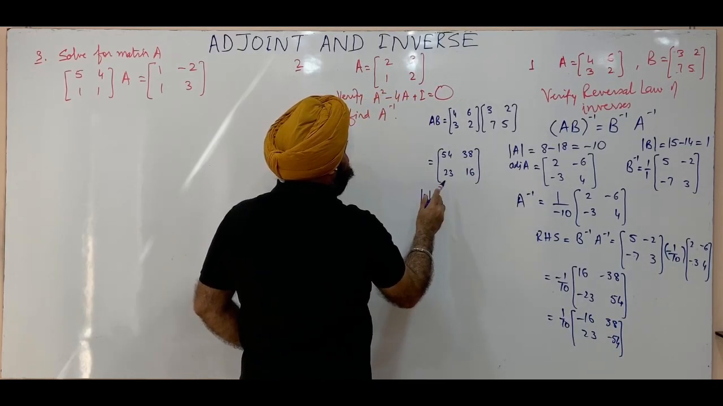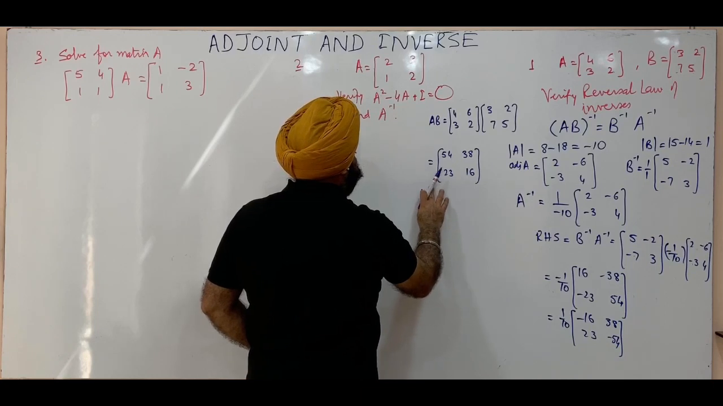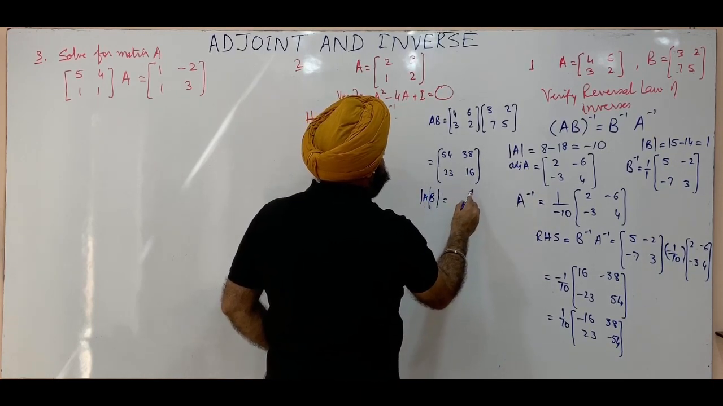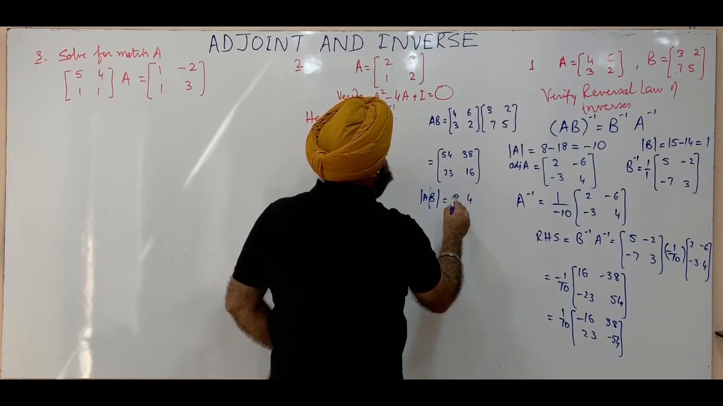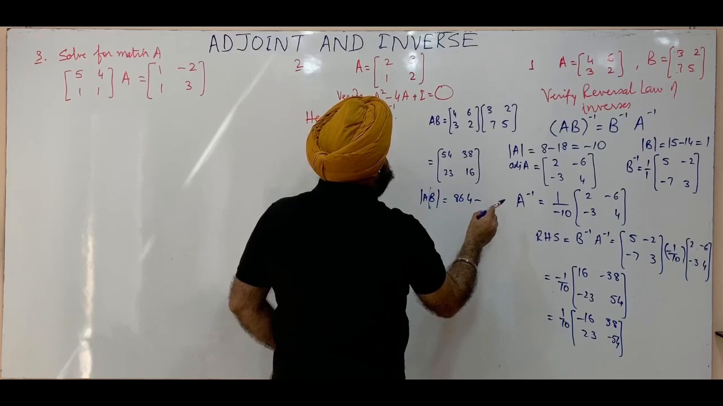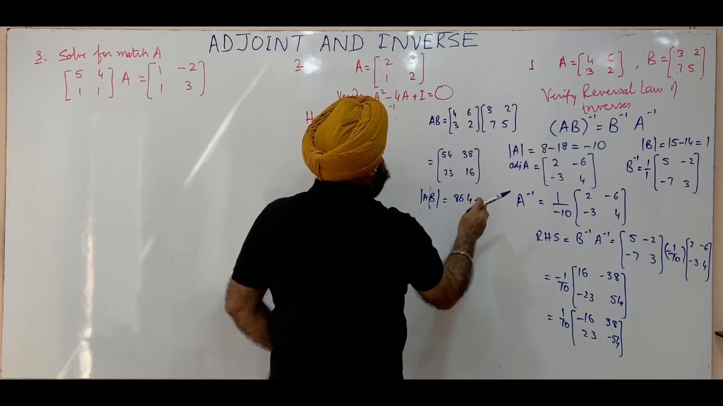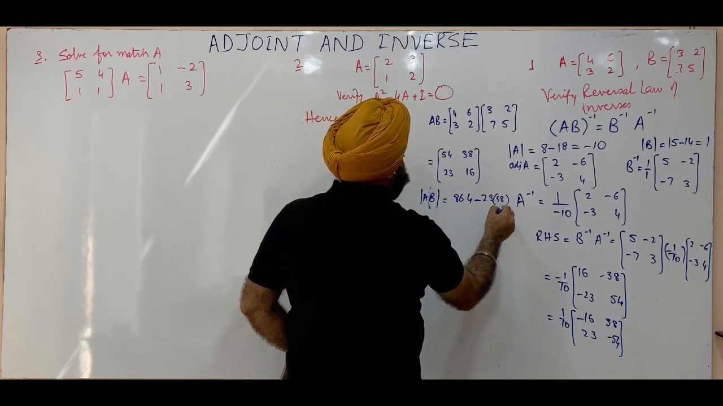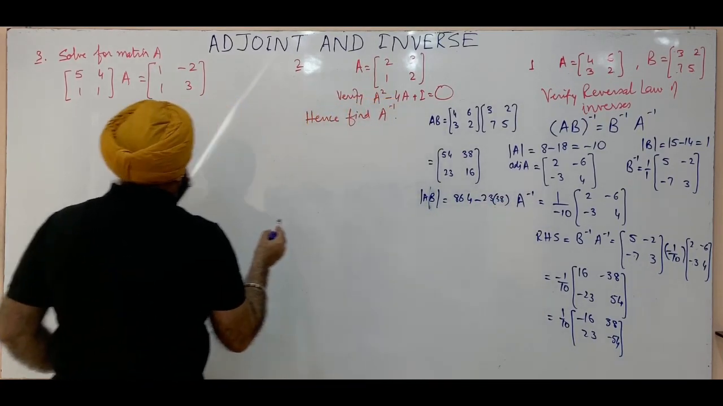Next, determinant of A into B. Determinant of matrix, let's find out AB. This will be this product minus this product. Let's learn how to multiply 23 into 38. Let's do it separately.